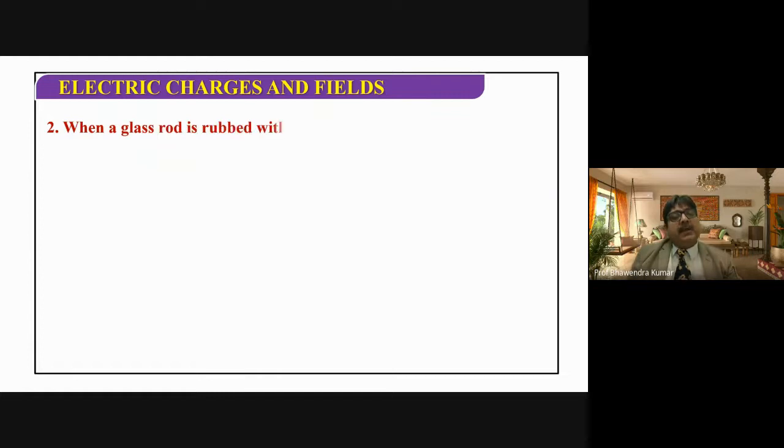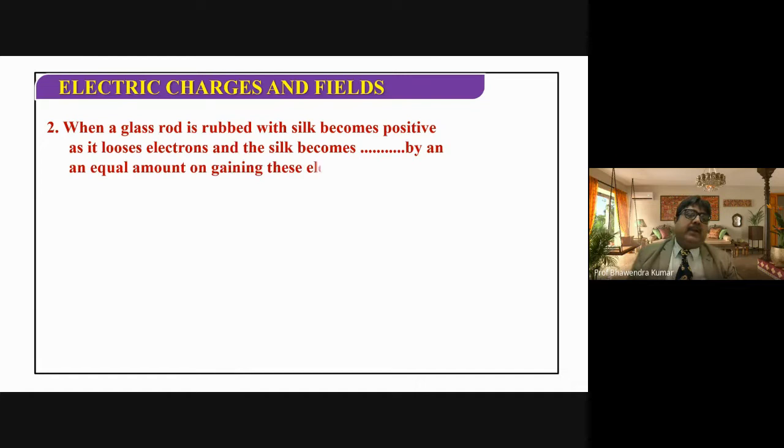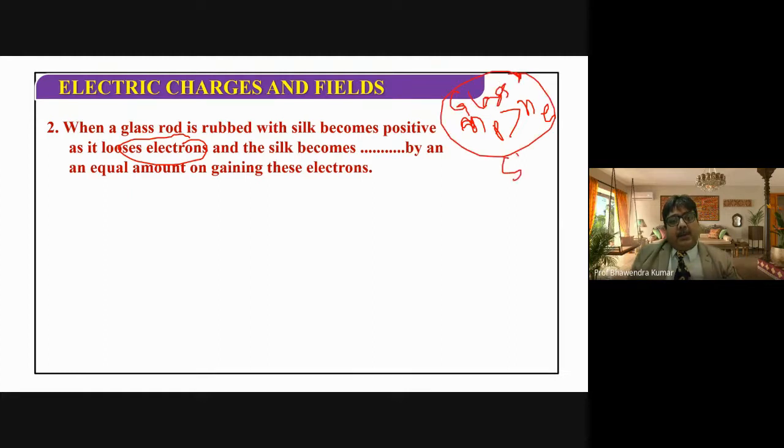Okay. When a glass rod is rubbed with silk, what type of charge will it acquire? It will acquire positive charge because it loses electrons, right? When the glass rod has lost the electrons, it has more protons than electrons. The number of electrons that has been lost will be acquired by the silk according to the conservation of charge principle, correct?